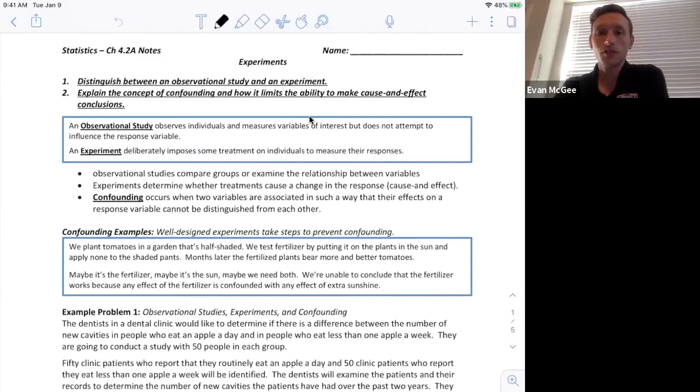This is the first video for section 4.2a. We're going to look at distinguishing between an observational study and an experiment, and we're going to talk about the concept of confounding. So an observational study is pretty simple.